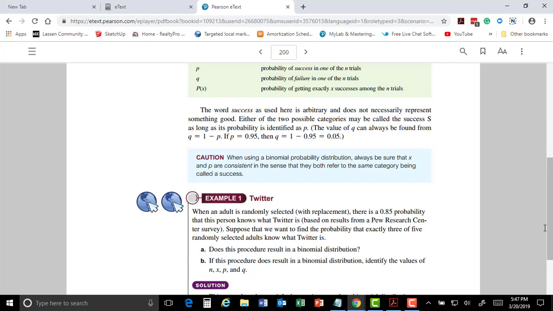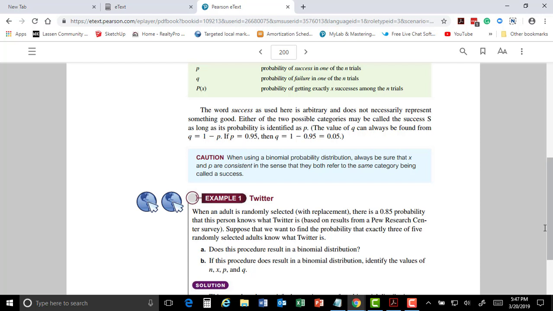Okay, tweeter. An adult is randomly selected with replacement. And what's replacement mean? What is it telling us when it says replacement? It's an independent event. Because I'm putting it back, so the next draw has just got the same sample size. Right?